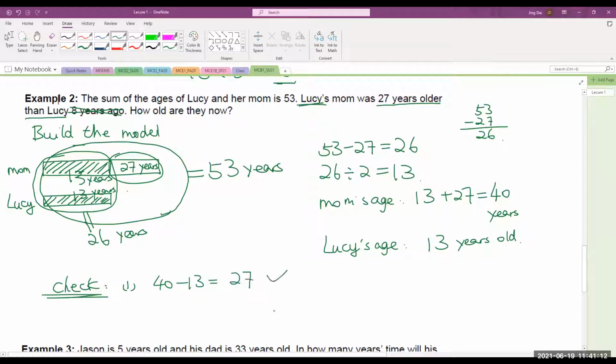So that's checked out. Now let's check their sum. 40 plus 13. Is that 53, guys? It is. So that one checks out too. Now we're confident to say mom is 40 and Lucy is 13. Woohoo, that's so hard. I'm so proud of you guys.